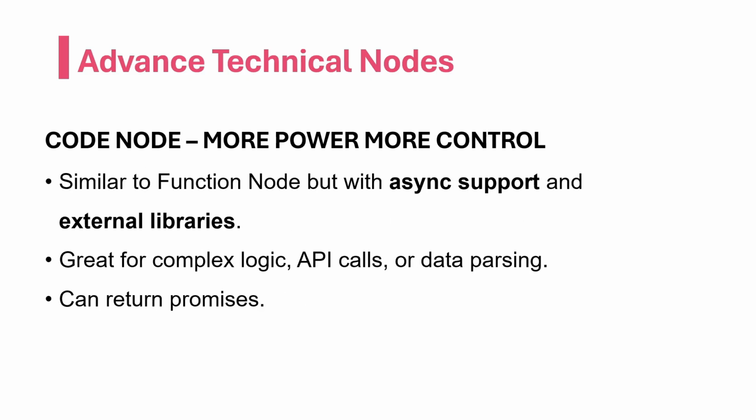Now we are going to see the code node. The code node is like an upgraded version of the function node. The function item node was the smaller version, and this is the upgraded, modified version of the function node.